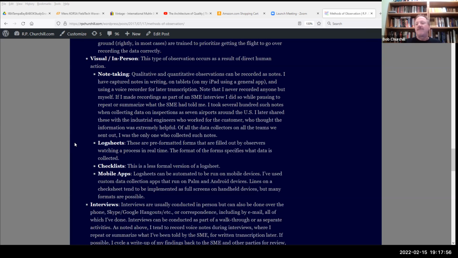For visual observation, obviously, you can just take notes, you can keep log sheets, you can make checklists, and you can also have mobile apps that we've specifically developed to keep track of the data that we're interested in for any given situation or application. And maybe they're time stamped, and maybe you're just saying, hey, over this period of time, we got this much of each of these kinds of things.